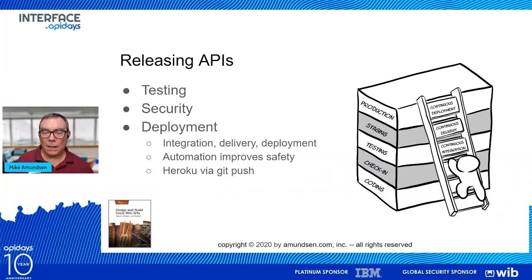You can do coding, check-in, testing, staging, and production, but there are lots of other things about continuous integration, continuous delivery, and continuous deployment. Continuous integration means every time I check in some code, I build it to make sure it's still working, and I run the tests. If it's not working, I back it out.